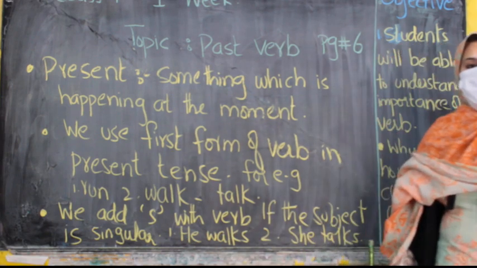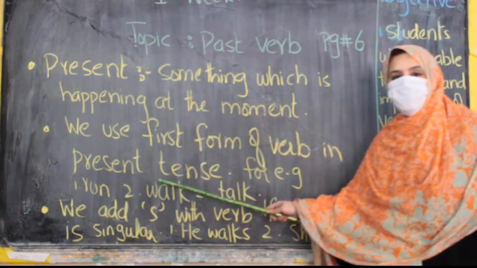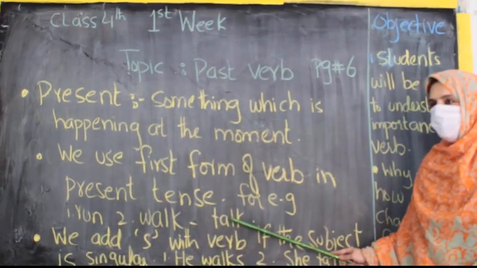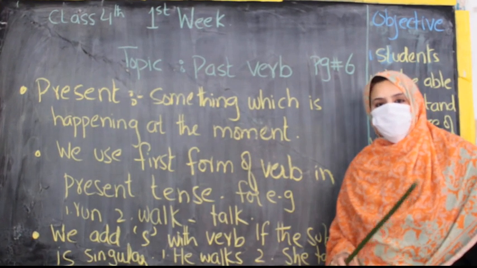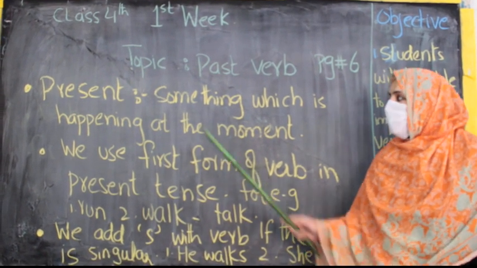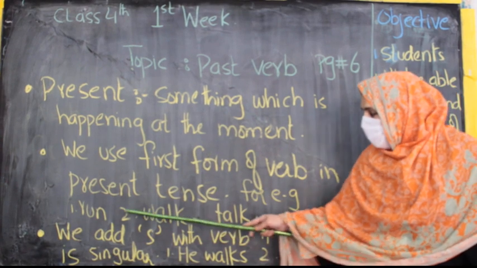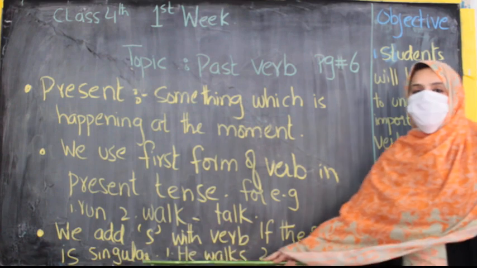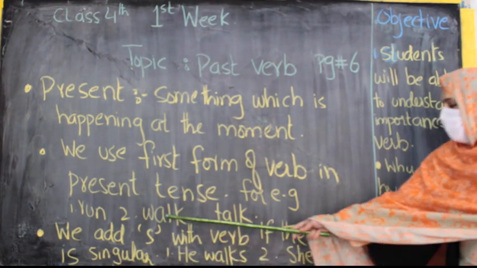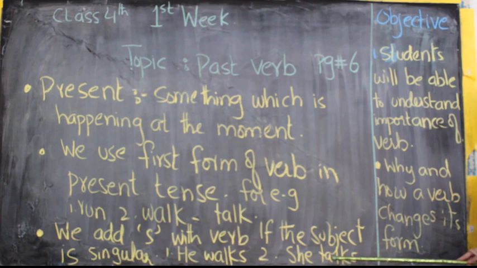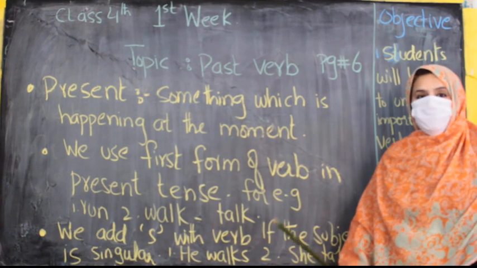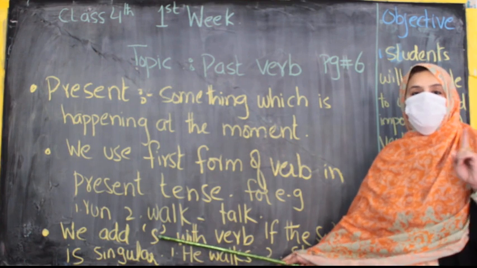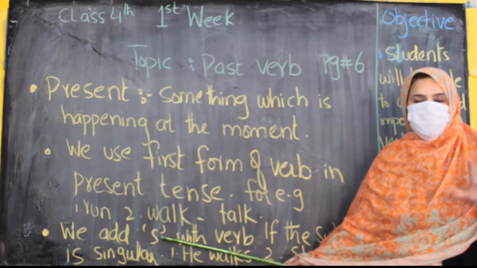If the action is done, start. Now examples of present tense are run, walk and talk. There are certain rules and regulations which should be followed while doing the tenses. We add s with the verb if the subject is singular. So it will become he walks and she talks. Remember one thing, if the action is done by many people, then we do not add s with it. Is it clear to everyone?